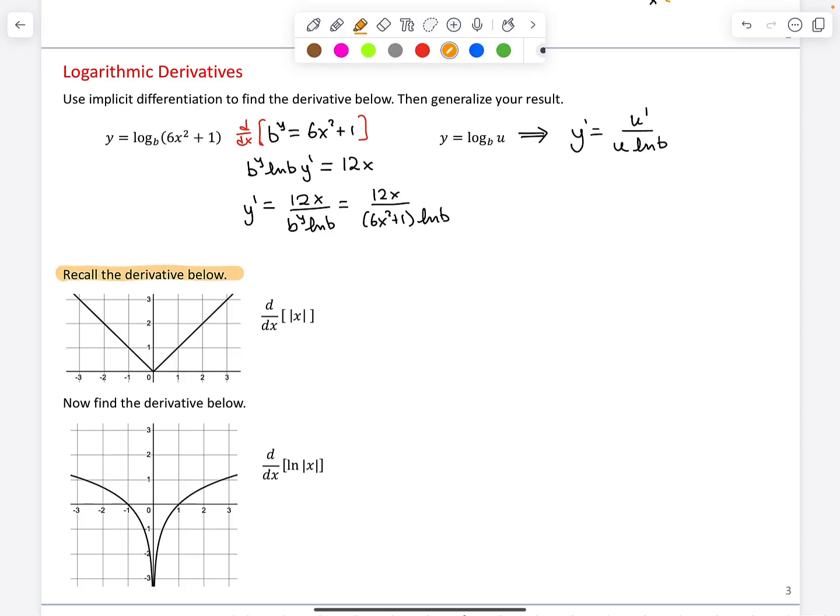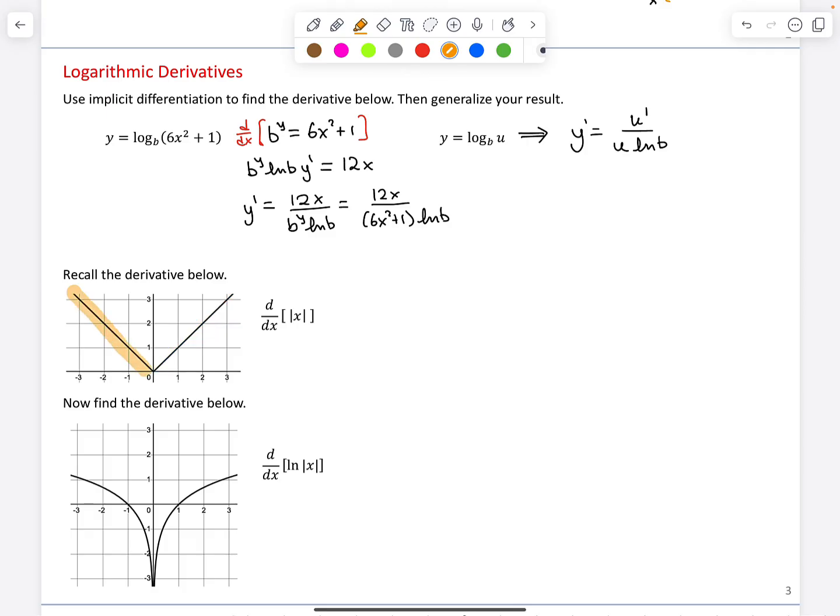Okay, recall the derivative below. Here we have a function that's the absolute value of x, makes this v. We have a sharp corner at the origin, so this function is not differentiable at the origin, but everywhere else it is. For any point on this portion of the line, the tangent line would be also that line and would have a slope of 1. So the derivative of this portion I expect to be 1.